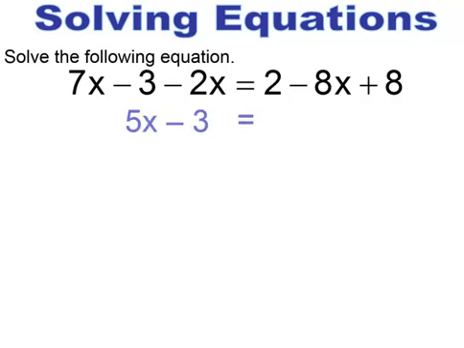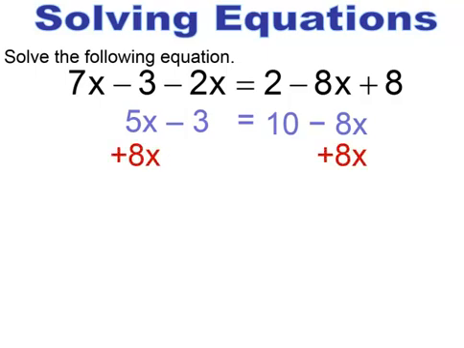I'm combining like terms. 7x minus 2x is 5x. Bringing down the minus 3 equals, and I combine like terms. I end up with 2 plus 8 is 10 minus the 8x. And again, it doesn't matter which direction you move in.